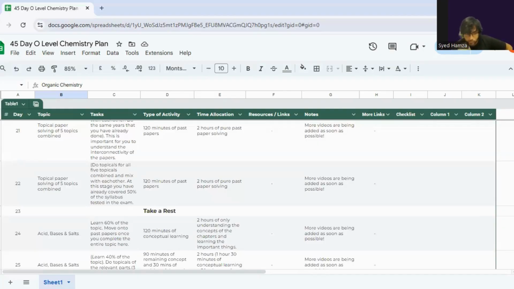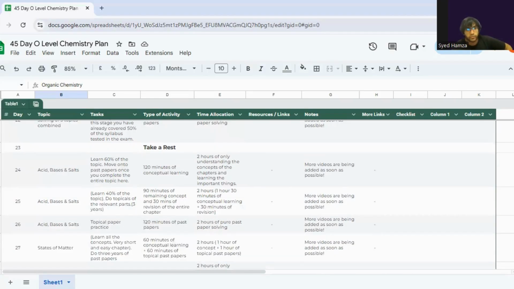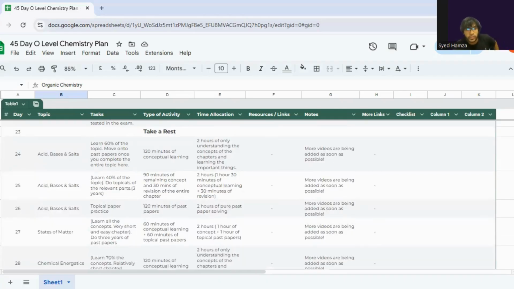So do follow this sheet. Do follow what I've mentioned in the sheet, and it's really going to help you cover the syllabus in a good amount of time, or as I say, 45 days. It's actually very much possible. Okay, so then you have again a rest day, and then you can move on to acid, bases, and salts.